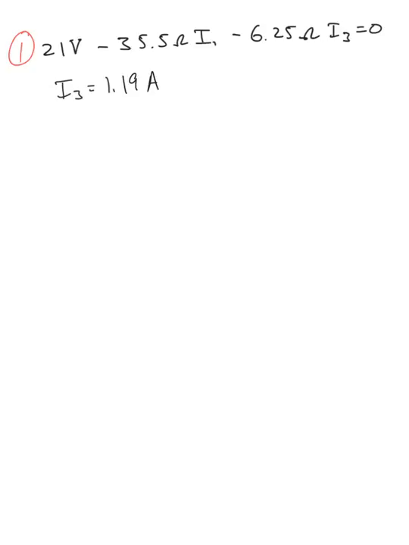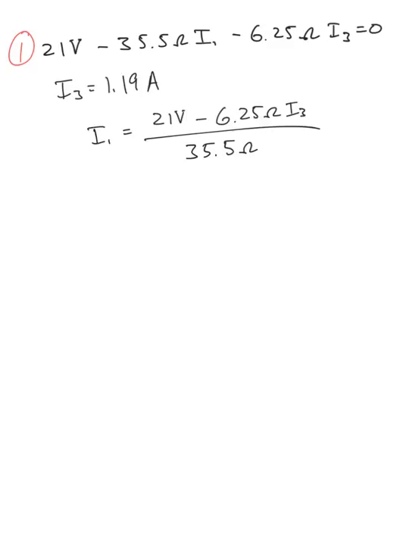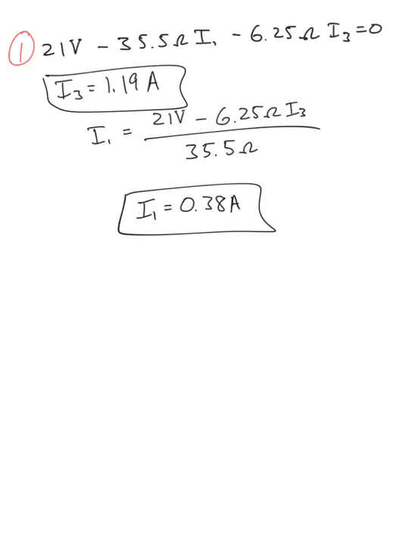Here we have the loop 1 voltage equation, where we now know I3, so we can solve for I1. I1 is going to equal 21 volts minus 6.25 ohms multiplied by I3, divided by 35.5 ohms. Combining all of these things, we find I1 equals 0.38 amps.